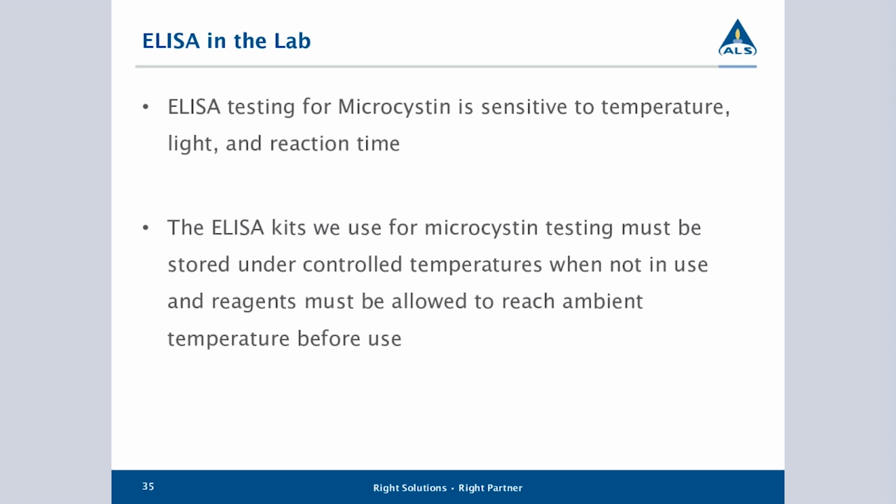ELISA testing for microcystin is very sensitive to temperature, light, and reaction time. The ELISA kits that we use for microcystin testing must be stored under controlled temperatures when not in use, and reagents must be allowed to reach ambient temperature before use. In fact, we use an IR thermometer gun to take temperature readings of the reagents before we begin testing to ensure that they're in the correct temperature range.